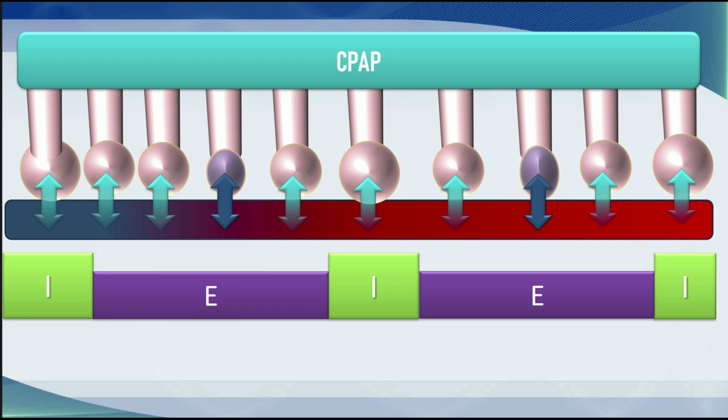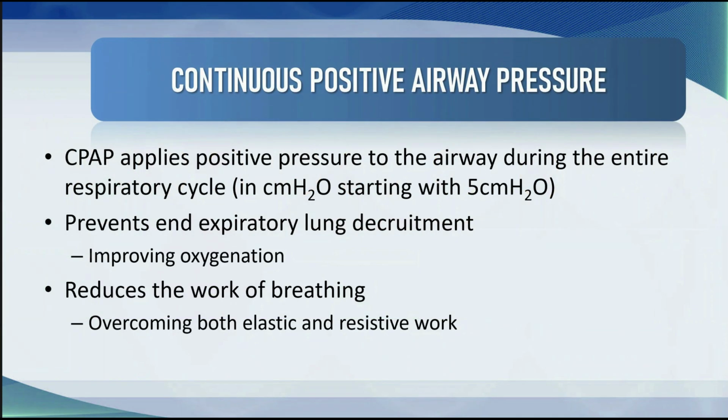In some lung units, this will be completely ineffective. In others, it'll be partially effective. But overall, in most patients with moderate lung disease, CPAP is an extremely effective way of improving oxygenation. It applies positive pressure to the airway during the entire respiratory cycle, and we measure CPAP in centimeters of water, usually starting with 5 centimeters of water.